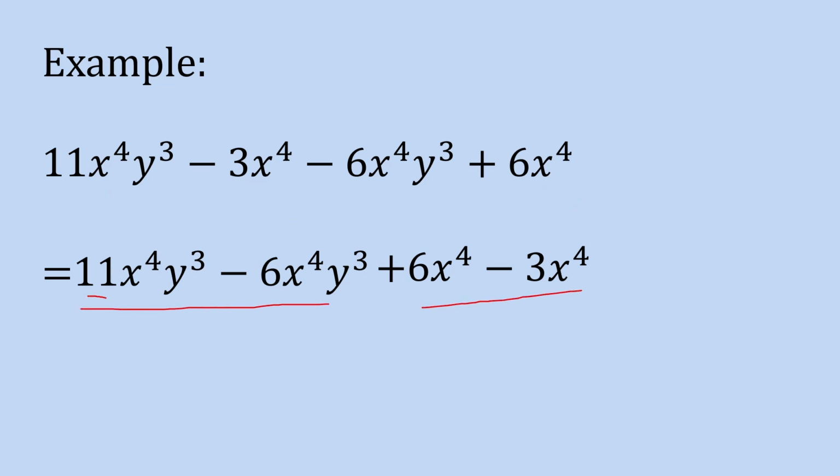So 11 minus 6 is equal to 5. So 5x^4y^3. Here, plus 6 minus 3, so 3x^4. So the answer is 5x^4y^3 plus 3x^4.